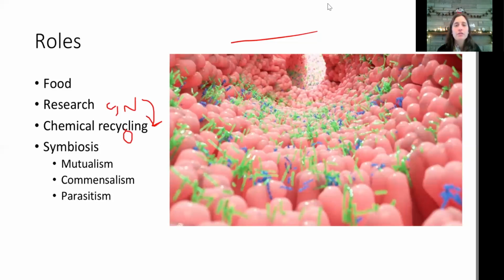Cyanobacteria are really important. The photosynthetic process of cyanobacteria is really important for releasing oxygen into the atmosphere, which we all appreciate. They're also involved in a lot of symbiotic relationships.